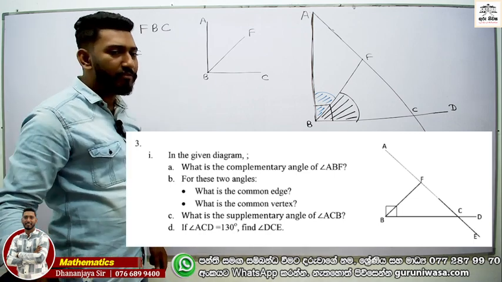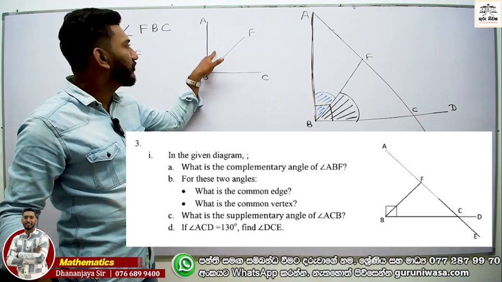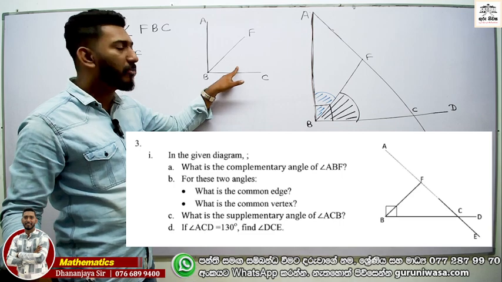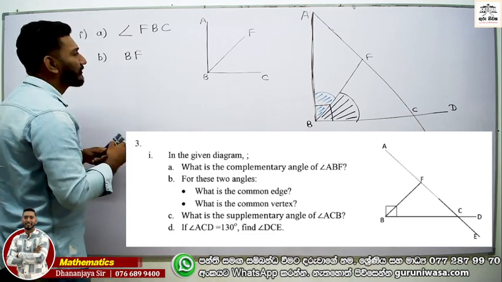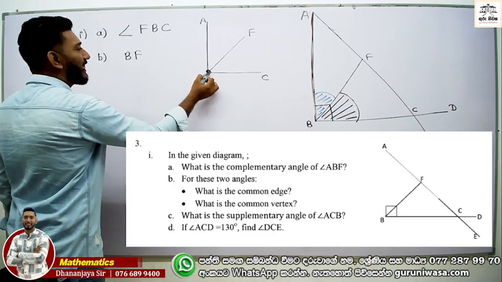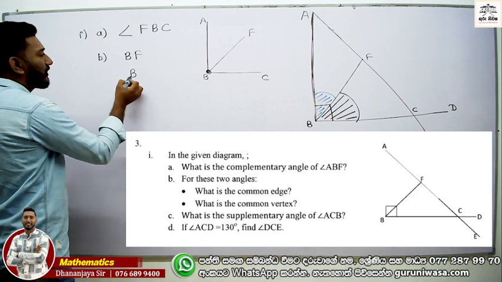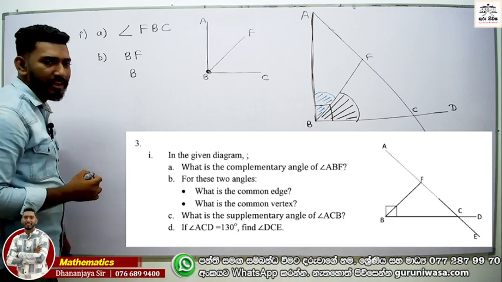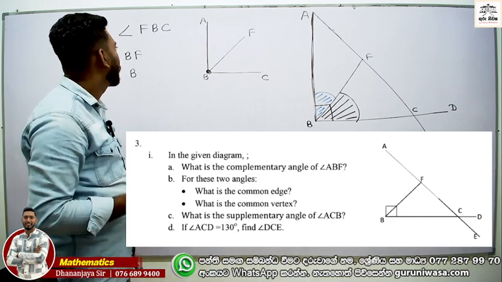What is a common vertex? Now tell me, this angle and this angle, what is the common vertex? B. Yes, well done. B is a common vertex. Well done.